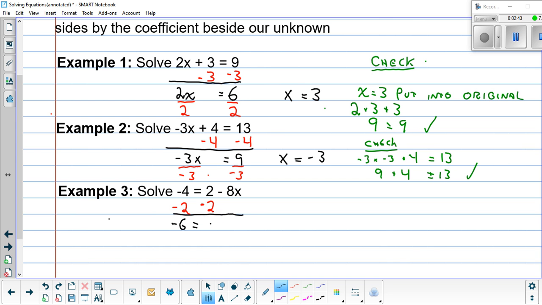And then on our right side, we're left with this negative 8x. Here, once again, we're just going to divide by that entire coefficient outside of our x. So our coefficient is negative 8. So we divide our other side by negative 8. We know on our right side, we'll just be left with x. And on our left side, we have a negative divided by negative, so it'll be a positive. And then 6 over 8 is the same as 3/4, or 0.75.